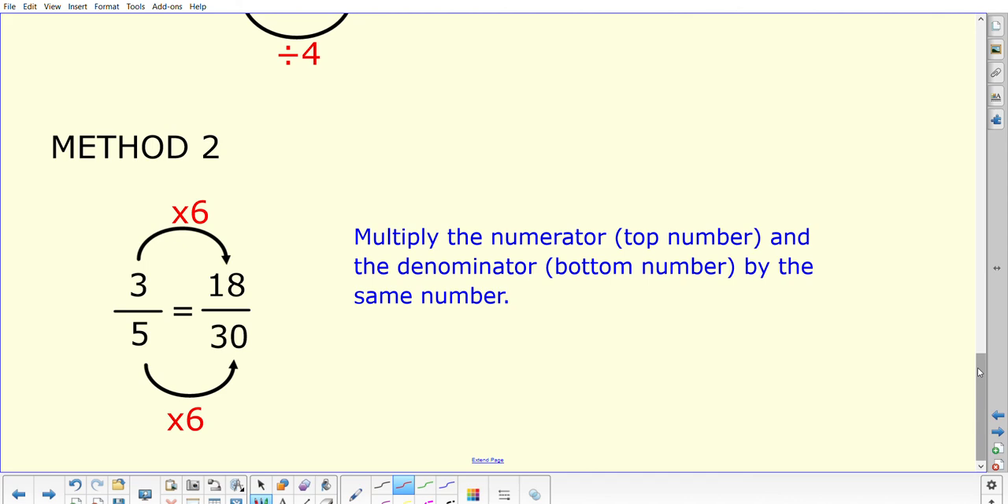So that's how you find your equivalent fractions, and this skill of being able to find equivalent fractions is very important to build on into the next lesson, which will be on adding and subtracting fractions.